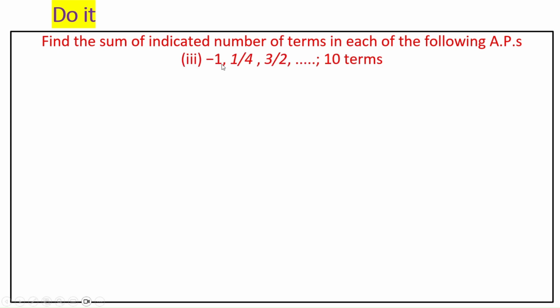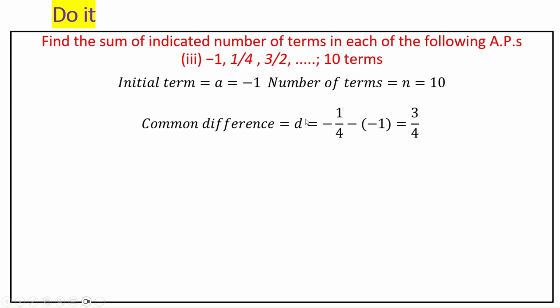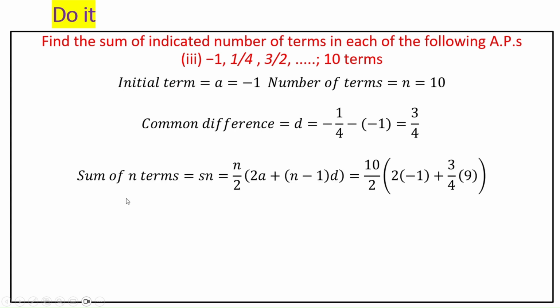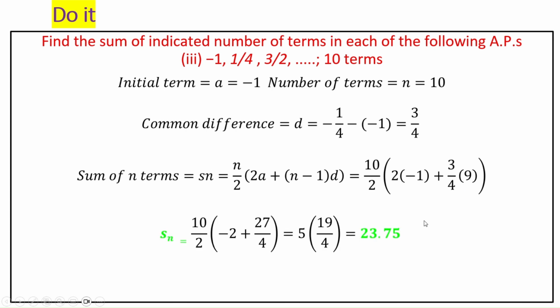The third question is minus 1, 1 by 4, 3 by 2, 10 terms basically. So a equal to minus 1, number of terms is 10. Common difference is minus 1 by 4 minus of minus 1, that is 3 by 4. Now you substitute the values in this, it will become 10 by 2 into minus 2 plus 3 by 4 into 9. If you simplify, you will get 23.75. Okay, so these are the do it section.